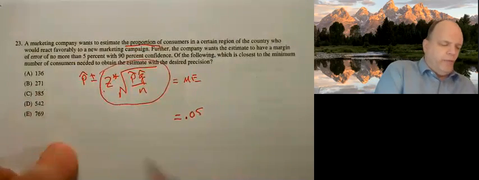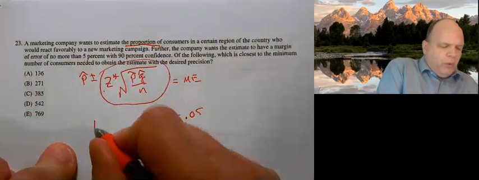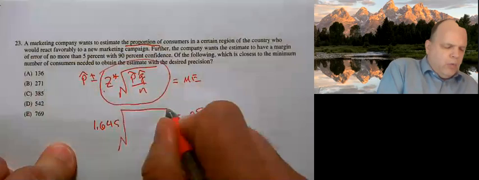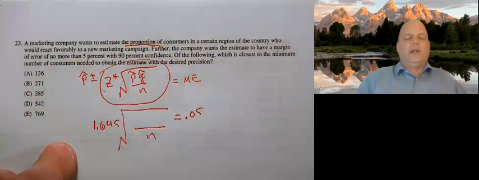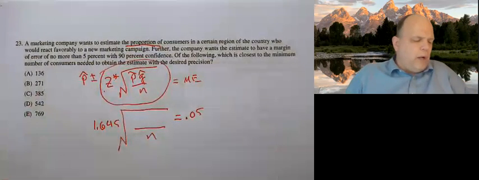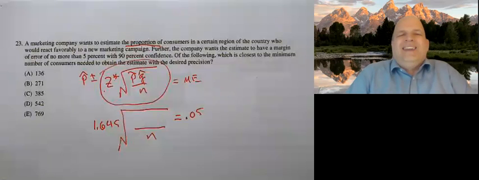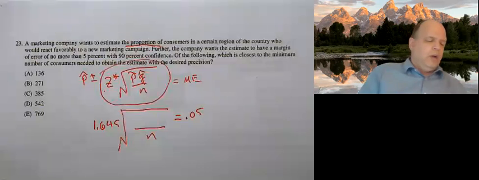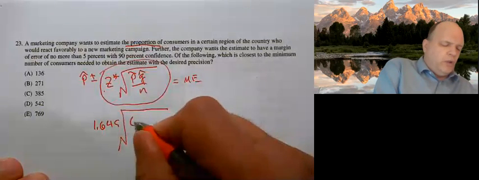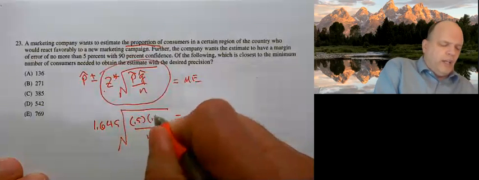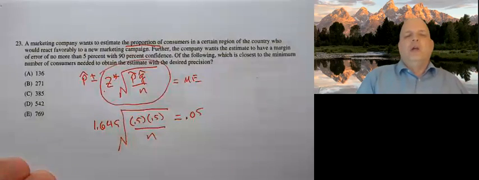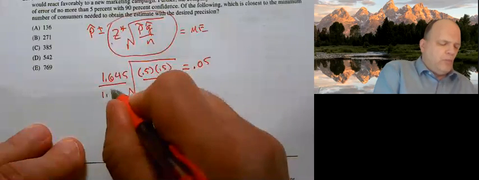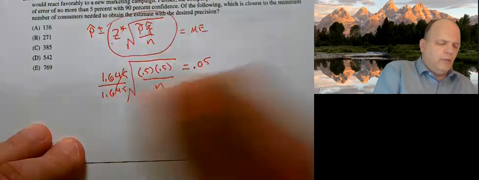Your life will be better if you make it positive. So 1.645. We know we're looking for n, so I can go ahead and write that down. But what I don't see is they did not give me a p hat. I have no estimate. When I have no estimate, I'm going to use 0.5 because that gives me my largest standard deviation, which is my worst case. So I'm going to divide both sides of the equation by 1.645.